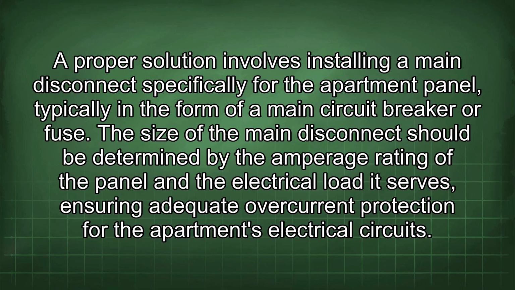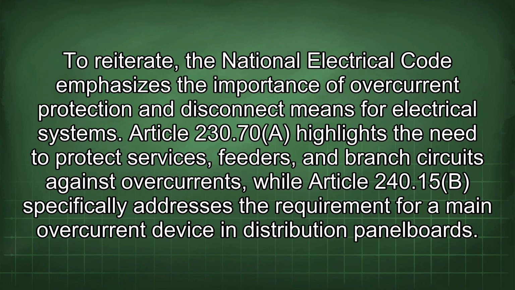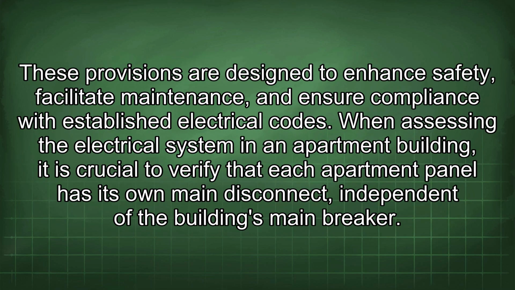The size of the main disconnect should be determined by the amperage rating of the panel and the electrical load it serves, ensuring adequate overcurrent protection for the apartment's electrical circuits. To reiterate, the National Electrical Code emphasizes the importance of overcurrent protection and disconnect means for electrical systems. Article 230.70 highlights the need to protect services, feeders, and branch circuits against overcurrents, while Article 240.15b specifically addresses the requirement for a main overcurrent device in distribution panel boards. These provisions are designed to enhance safety, facilitate maintenance, and ensure compliance with established electrical codes.